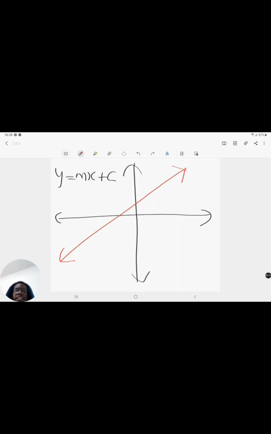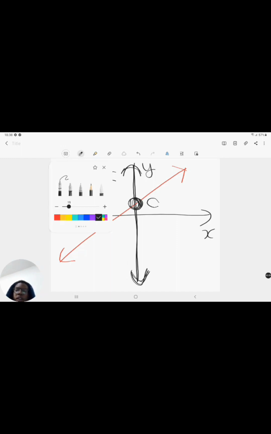In other words, it is the point on your y-axis. This is your y-axis, this is your x-axis. Your y-intercept is the point on your y-axis where your graph cuts through. So at that point there, that is what c is. Whatever number you have in place of c, that's going to be the number there. That is your y-intercept. It is the point on your y-axis at which your straight line cuts, or goes through, or intersects.